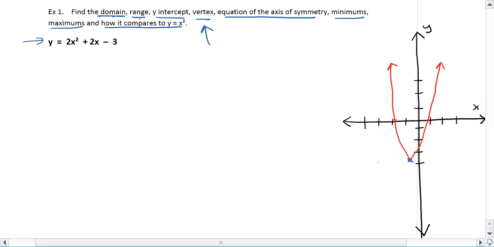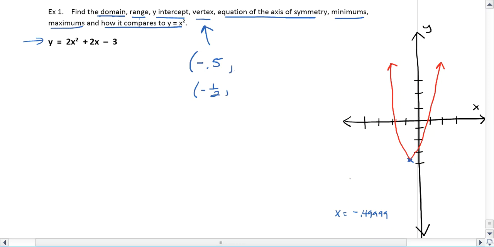If you went to the second calc and selected minimum, and then did the left bound and right bound, you have to realize your calc is displaying pixels and it's not the best. Your calc might say that the x of the vertex is negative 0.4999999, okay? We have to realize that the pixels are affecting the display here and that the x value of the vertex is really negative 0.5. If you like fractions, you can say negative 1/2.